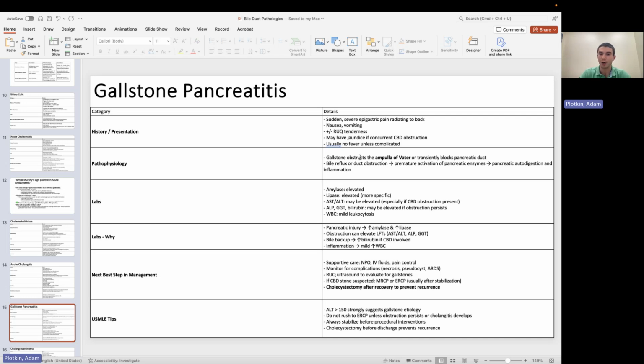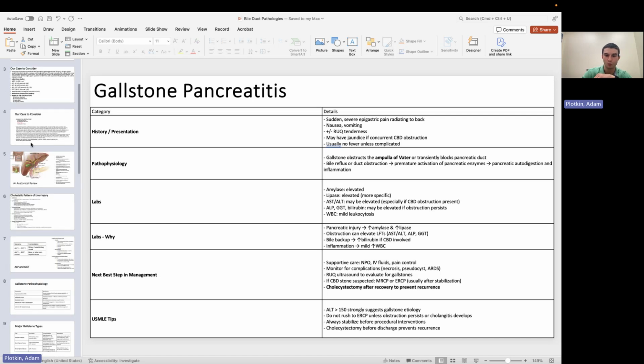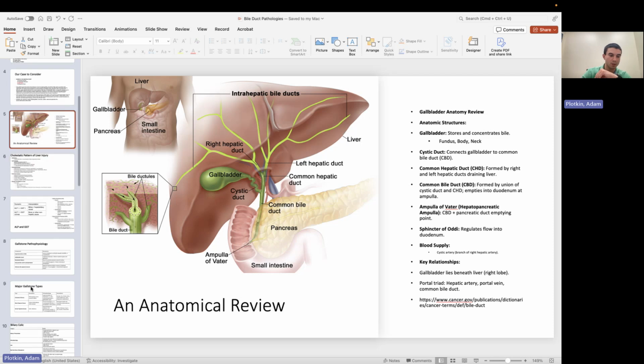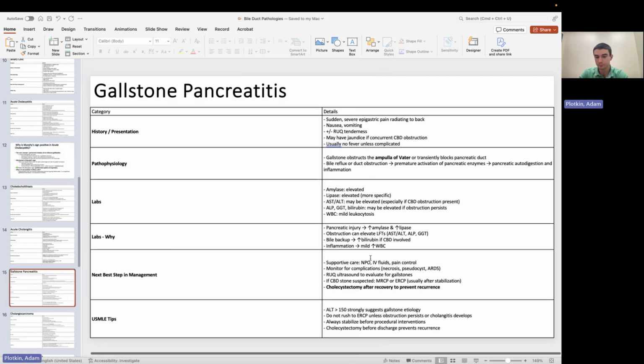pancreatic duct. The bile reflux or duct obstruction leads to premature activation of the pancreatic enzymes and the pancreatic autodigestion and inflammation. So again, we've already talked about it, but if we have blockage here at the ampulla of Vater, the pancreas is trying to release its enzymes. They have nowhere to go. They rush backwards. They're already activated and they're going to eat up something. And in this case, they're going to eat up the pancreas. Sometimes the bile acid can reflux too, and lead to more damage.